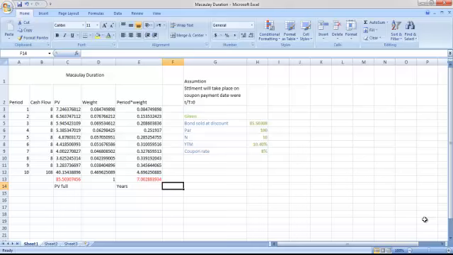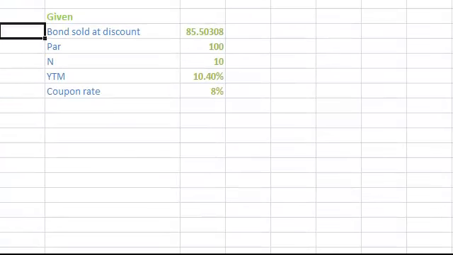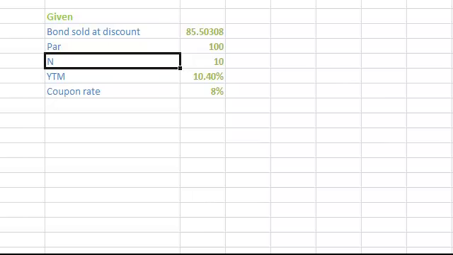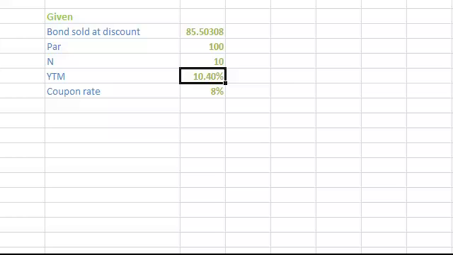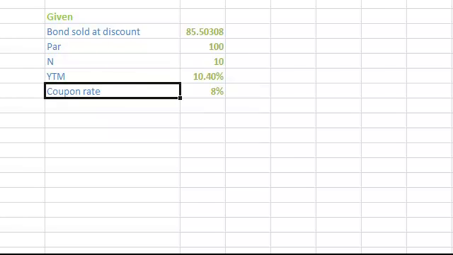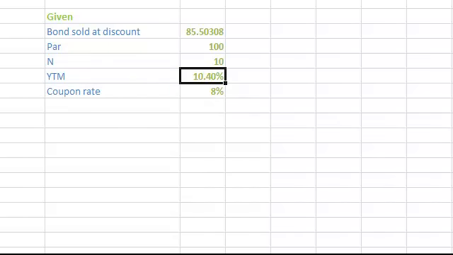So let's have our example. We have given here that the bond is sold at a discount at $85.50. Par value, as you know, is $100. N represents the number of years, 10 years. Yield to maturity is 10.40%, and the coupon rate is 8%. We assume that we are going to reinvest our coupons at the same rate, 10.40%.